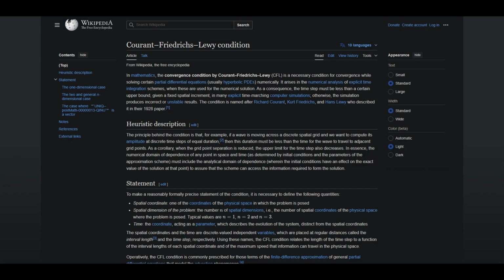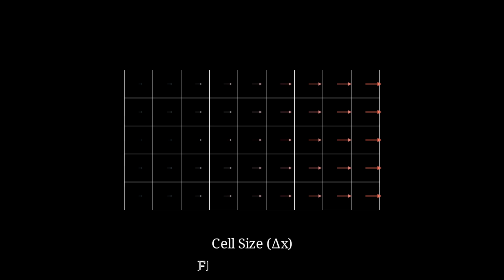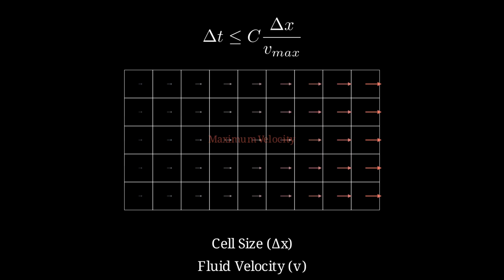This calculates the maximum safe timestep based on the fluid velocity. Basically, it prevents the simulation from exploding when the fluid starts moving too fast. The code finds the maximum velocity in the grid, then uses the formula: timestep equals safety factor times cell size divided by the maximum velocity.